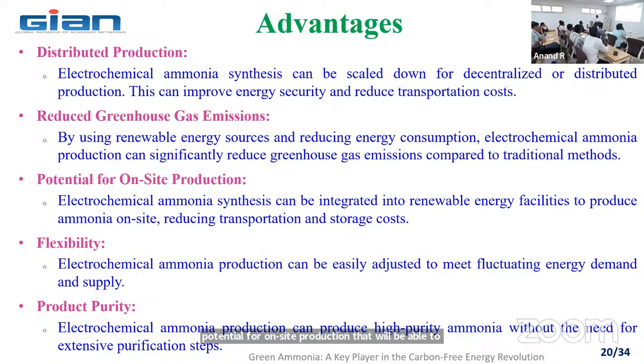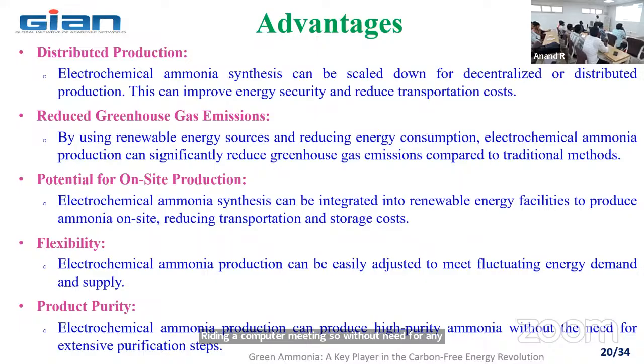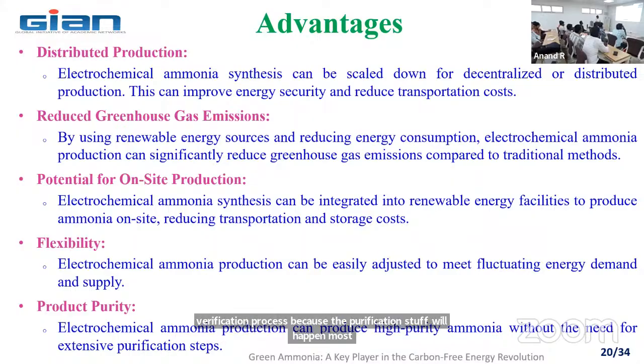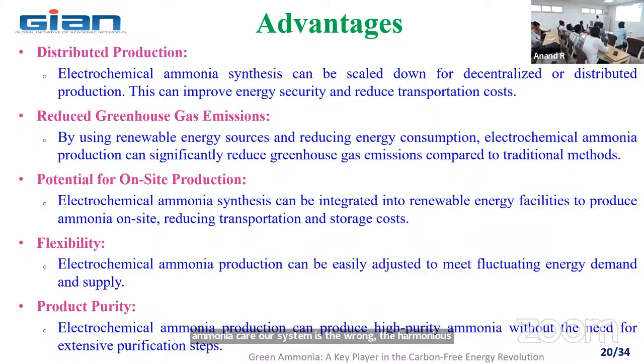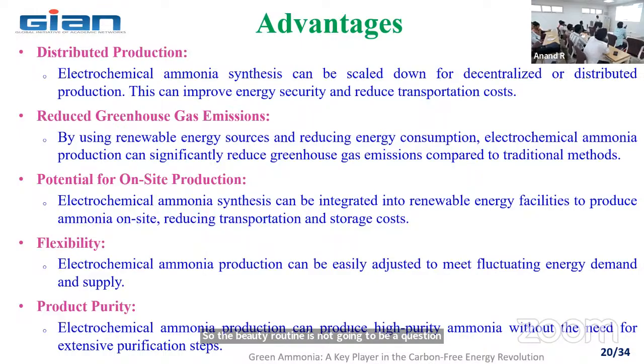Flexibility: you can install a system, unlike Haber-Bosch, where you need several years to commission the system. Here you can install a system within a minimum time. Product purity: without the need for any purification process, because with Haber-Bosch they are spending a lot of money in getting high purity ammonia. Here, the ammonia is produced from the hydrogen, from the water. So purity is not going to be a question, because of the separation of other gases from the ammonia. In Haber-Bosch, we are going to spend more money.